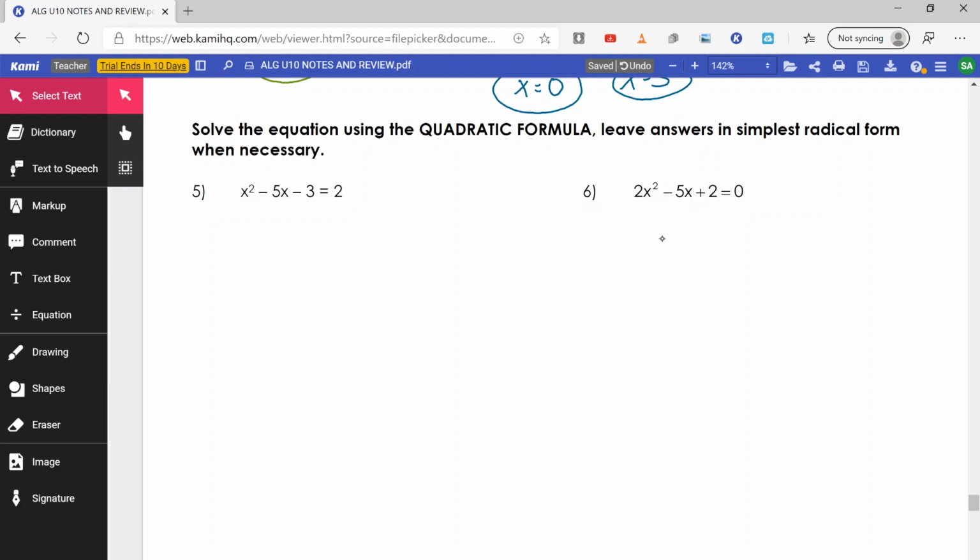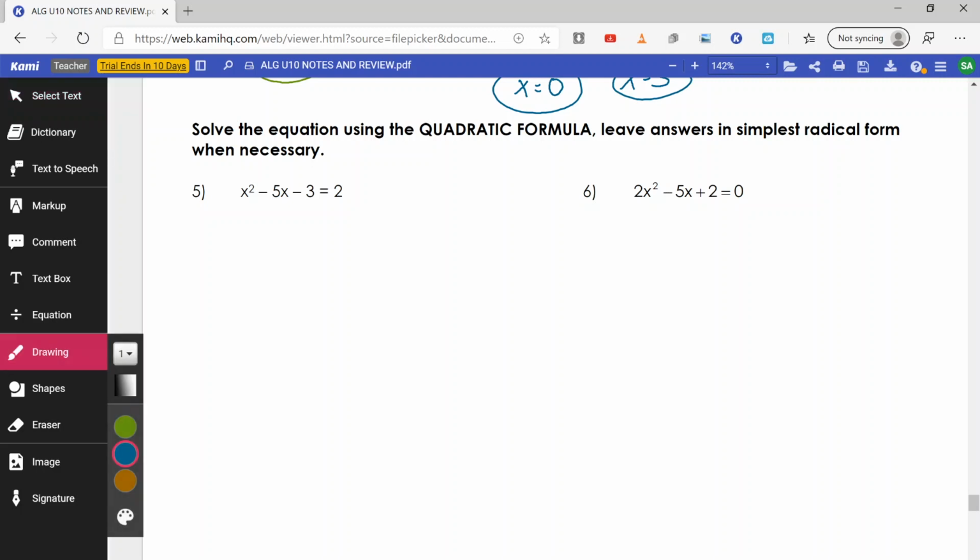So when it comes to using the quadratic formula, it's just like the above problems. My equation has to equal 0. As long as it equals 0, we're good to go to use the formula. If it's not equal to 0, we have to make it equal 0. So if I take a look at this problem number 5, x squared minus 5x minus 3 gives me 2. I have to move that 2 on over. It's not the correct method.